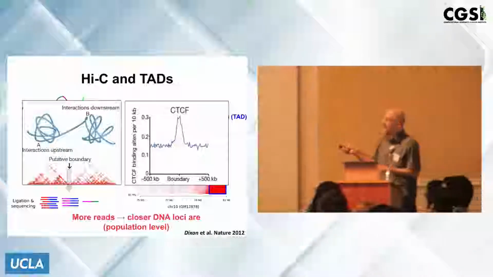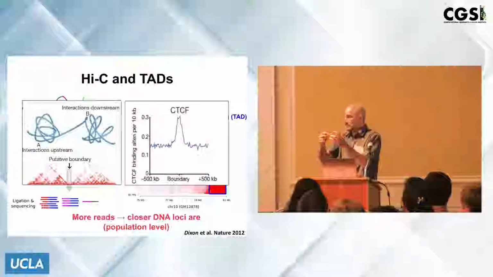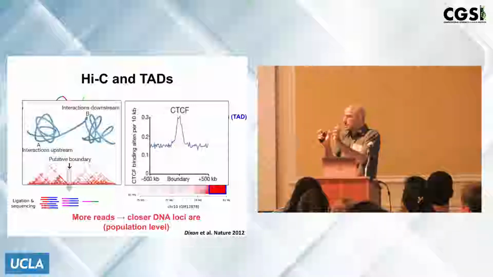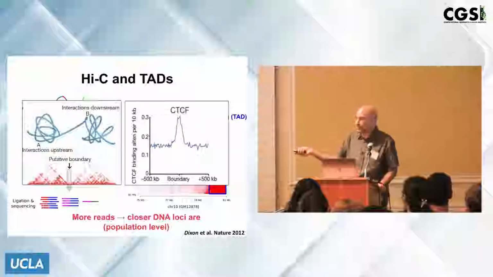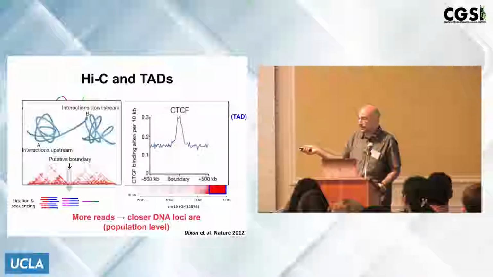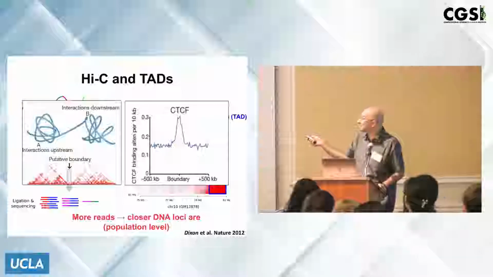CTCF is a protein that binds. It can go and bind there, and there's a mechanism that makes sure that the locations where it binds are not able to interact with each other. So it's a protein that goes and binds there. Yeah, it has many functions. It has several different functions.